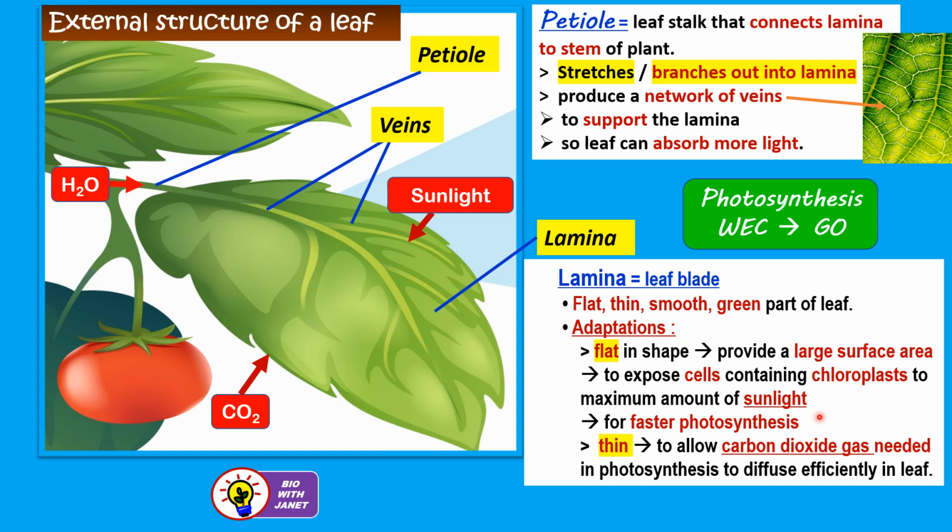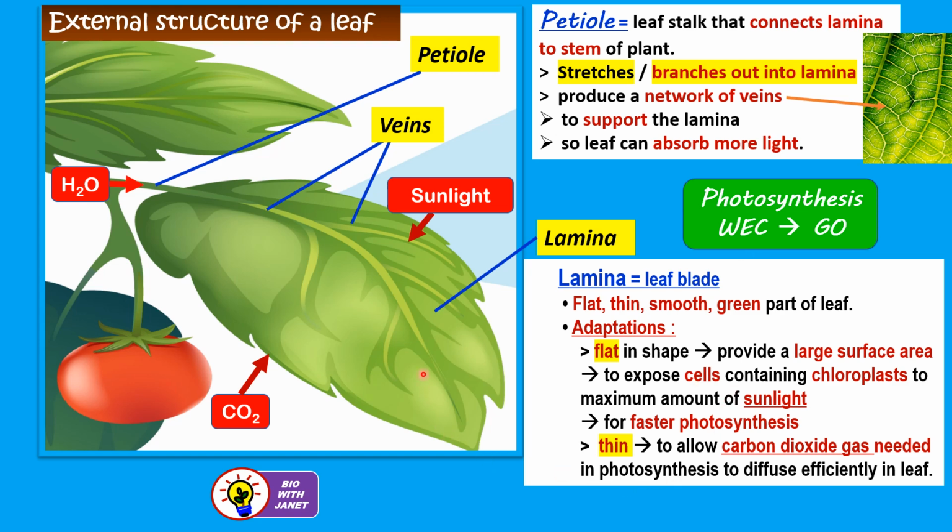If you look at the equation for photosynthesis, WECO: water plus energy, this is light energy, plus carbon dioxide produces glucose and oxygen. We see that the requirements or reactants for photosynthesis are W for water, which is transported by the veins to the leaves, and then E, energy, is sunlight, coming in from the top and absorbed by the chloroplasts, the organelle inside the cells that contain the chlorophyll, and then C is for carbon dioxide, so carbon dioxide is also needed.